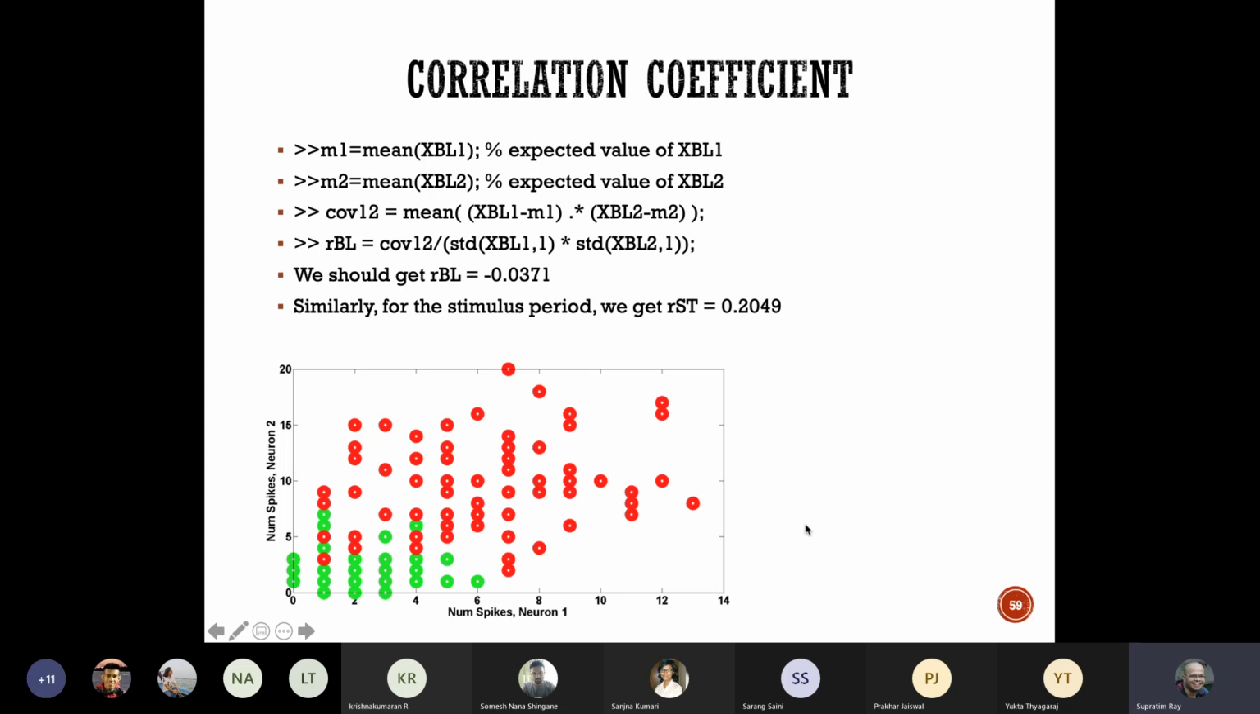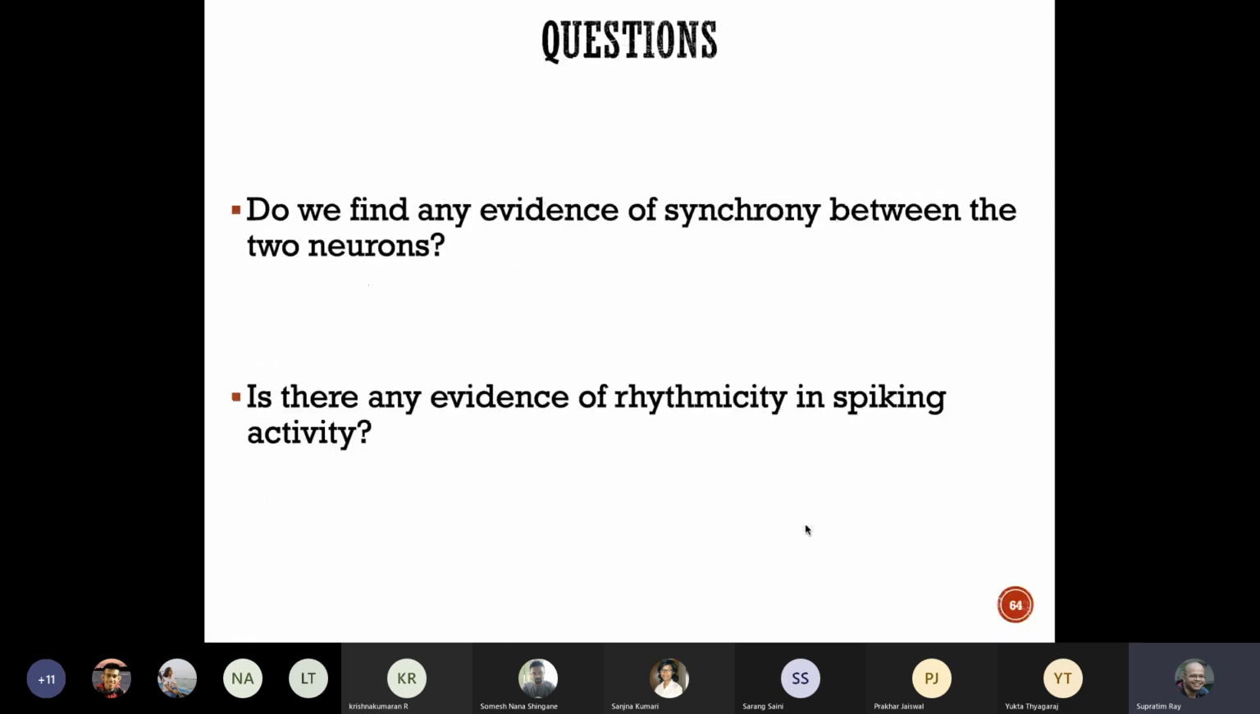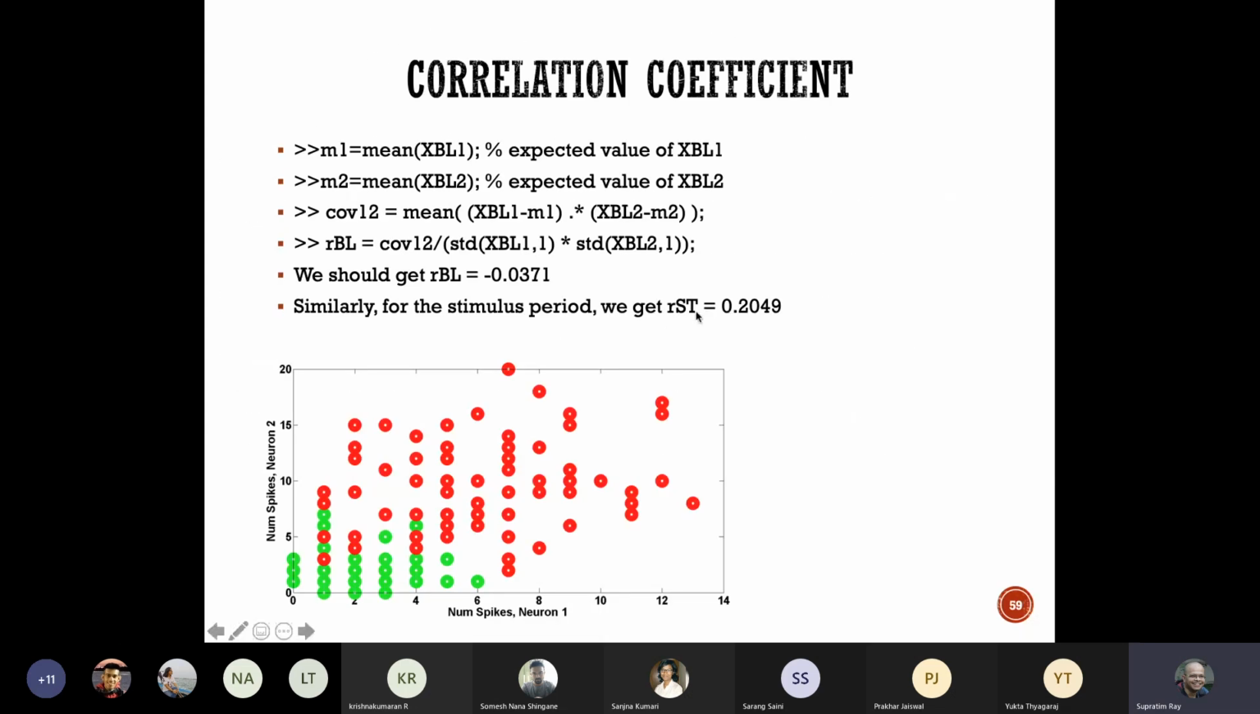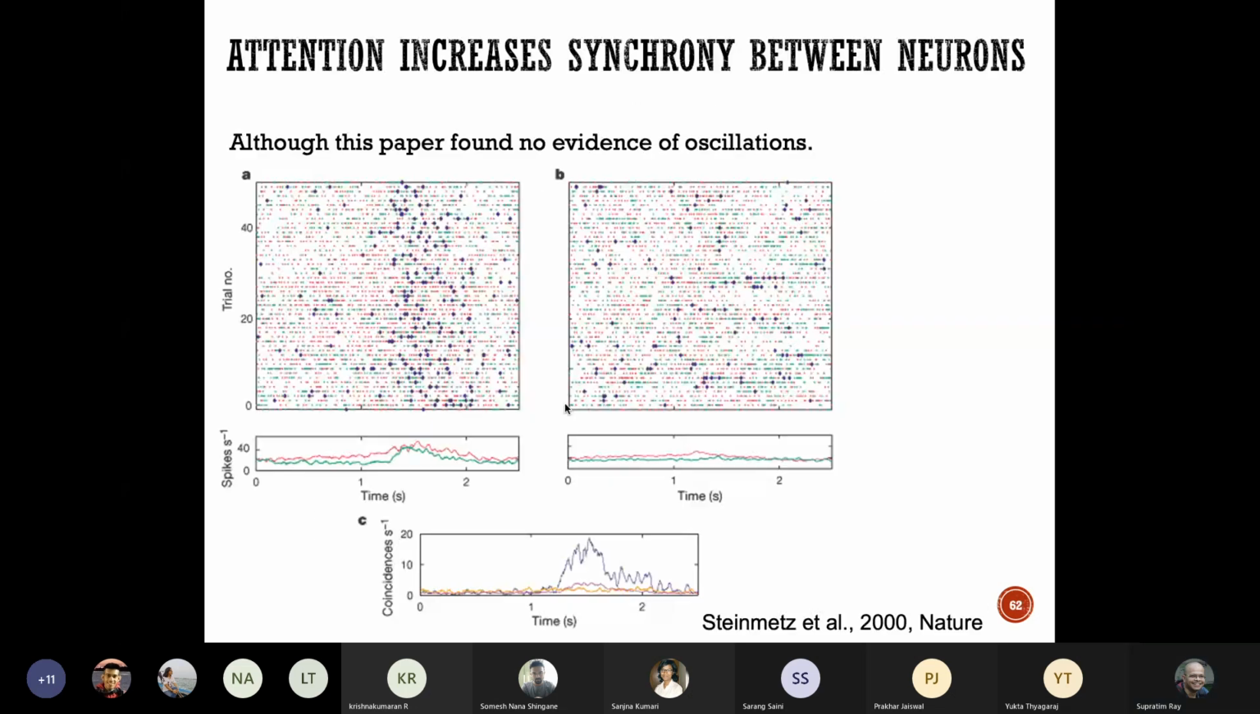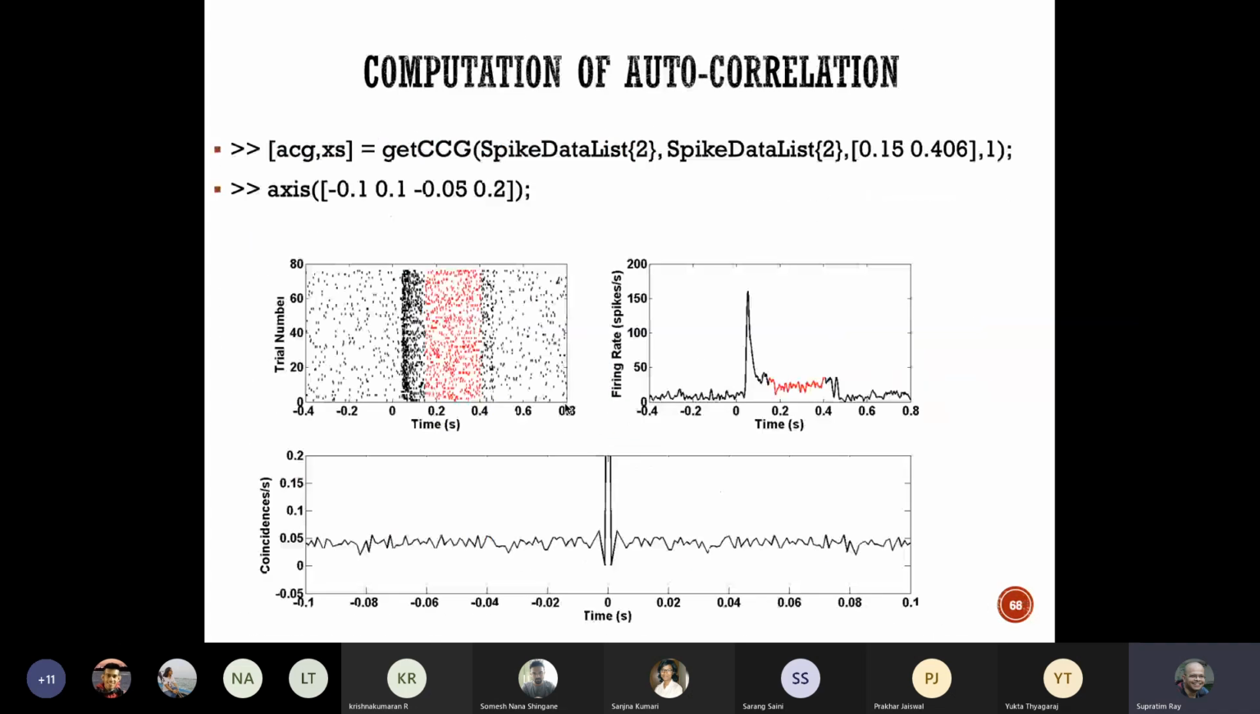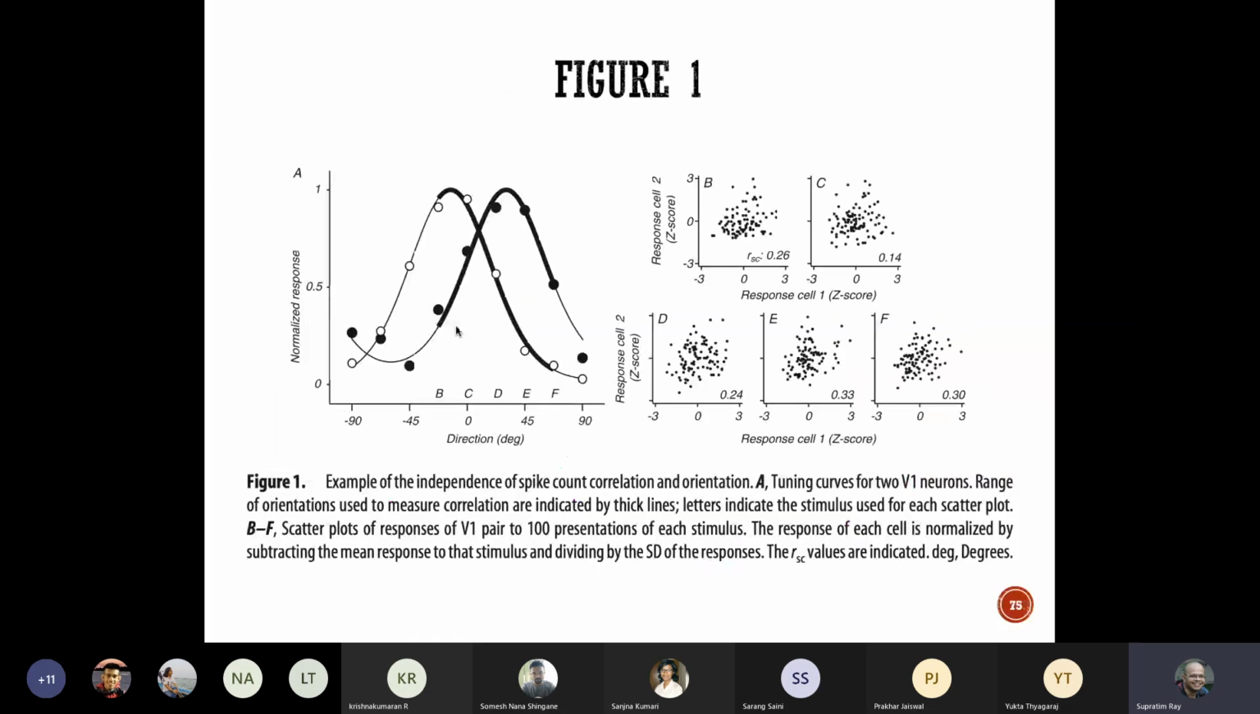Now the question is, is this spike count correlation going to change if I change the orientation? If I had done the experiment for a different orientation of the stimulus, which may or may not have excited these neurons as much, would I expect the spike count correlation to change? Everybody gets the question, right? That's what is being answered here.